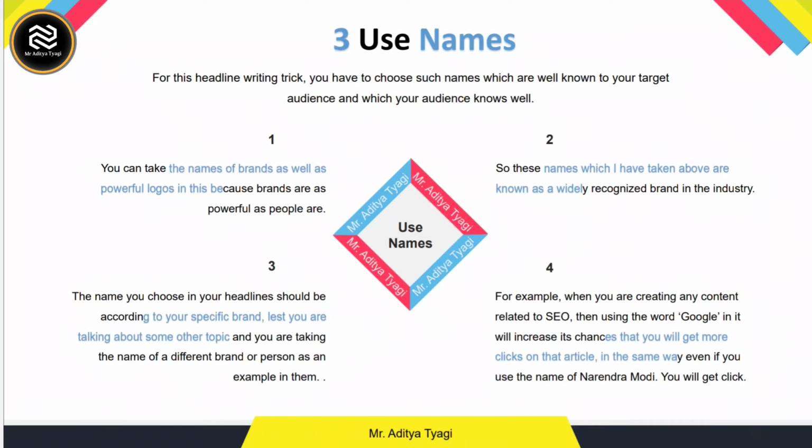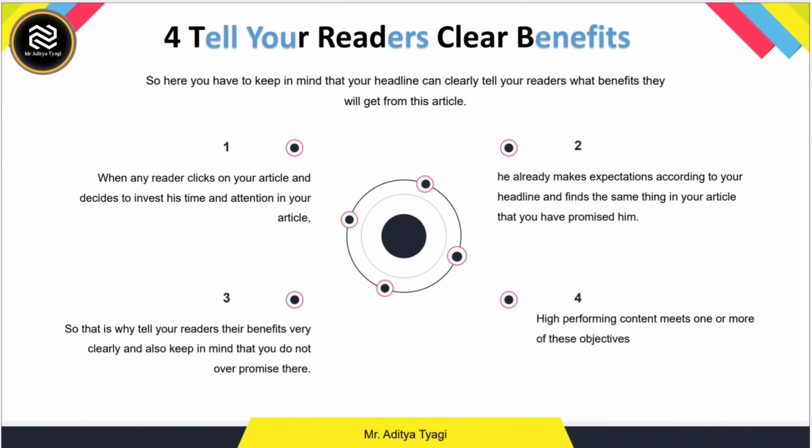4. Tell your readers clear benefits. You have to always keep this thing in your mind that whenever a reader is clicking on any article, the question going on in his mind is: why should I click on this article? What do I get from this? So here you have to keep in mind that your headline can clearly tell your readers what benefits they will get from this article.